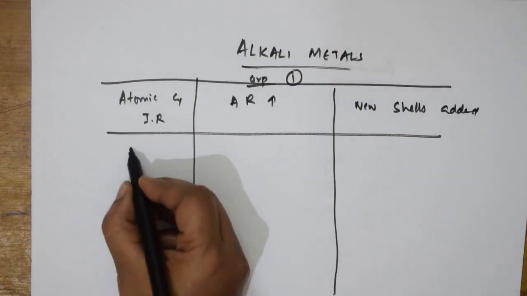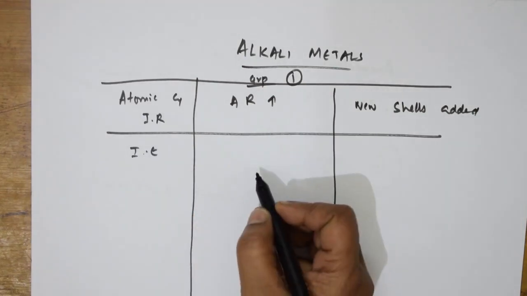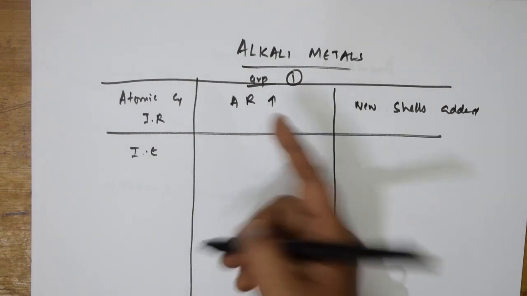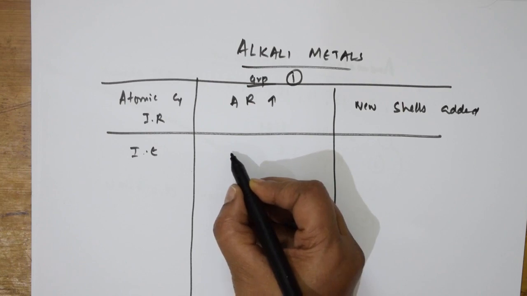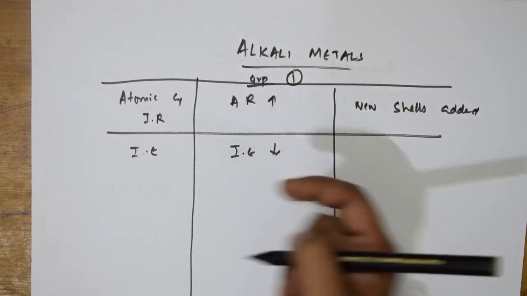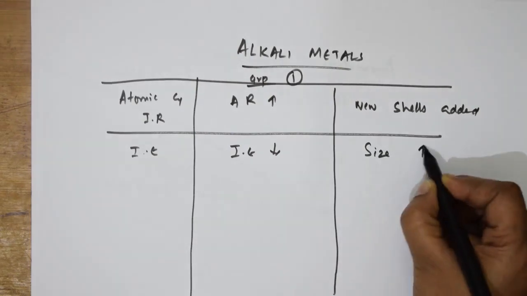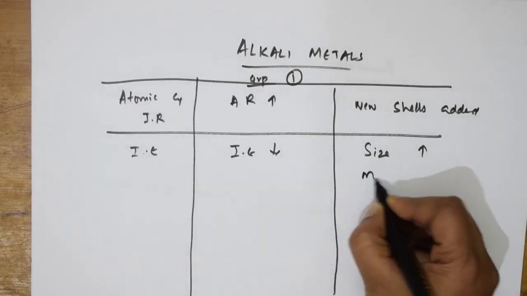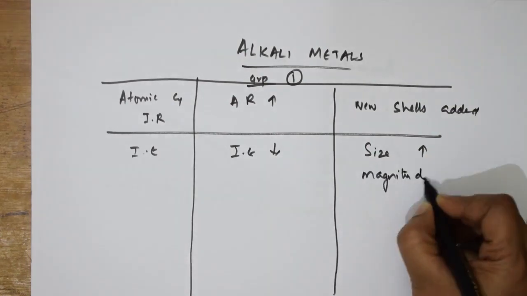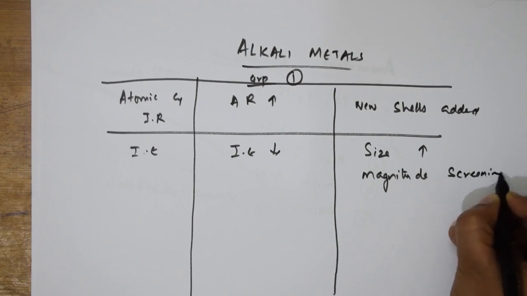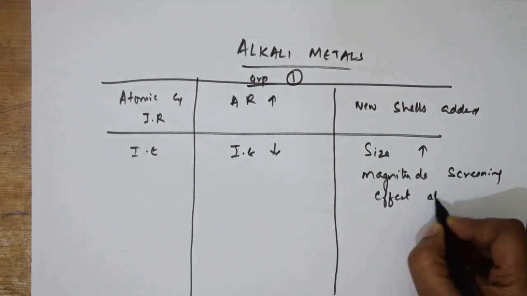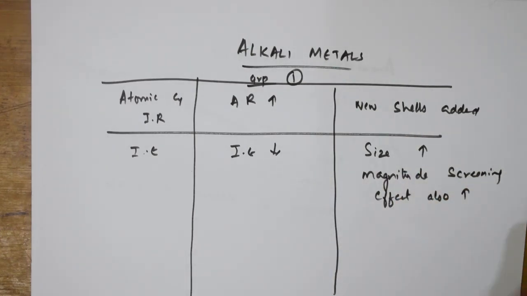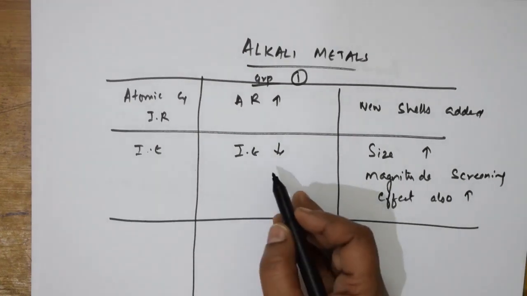When I speak about ionization enthalpy, again in a group, as atomic radii increases, ionization enthalpy decreases. Why does it decrease? Because as size increases, the magnitude of screening effect also increases. The number of shells increases, so it is easy for me to remove the electron. That's why ionization enthalpy decreases.